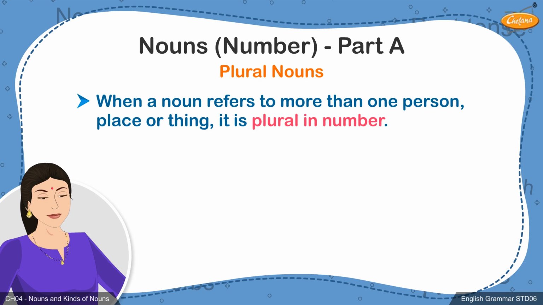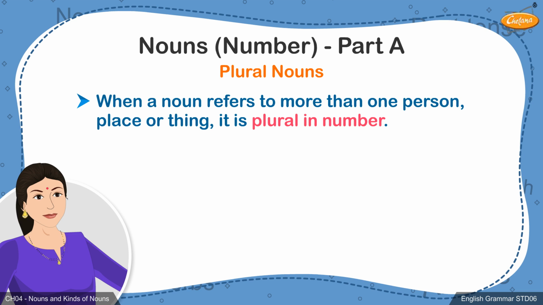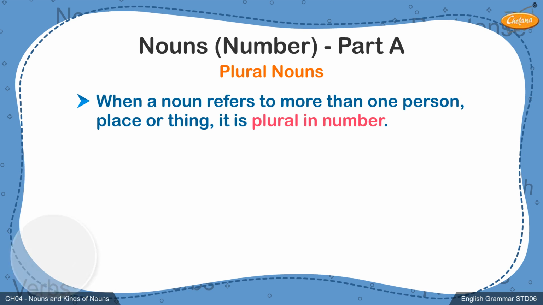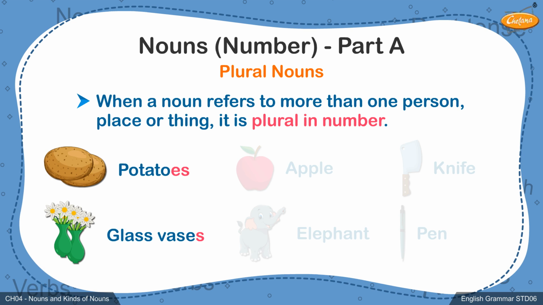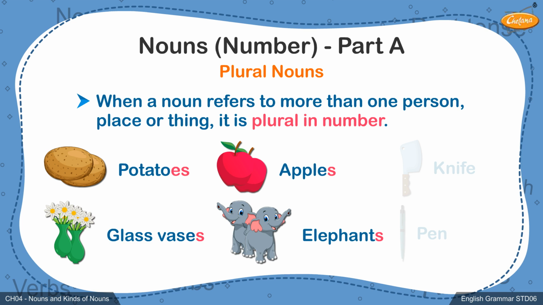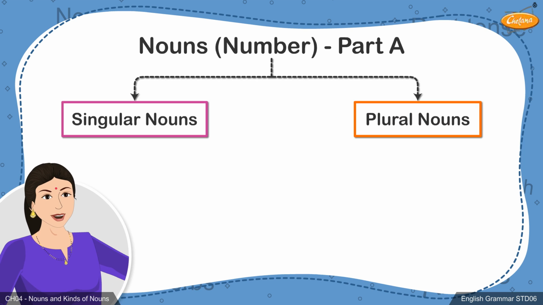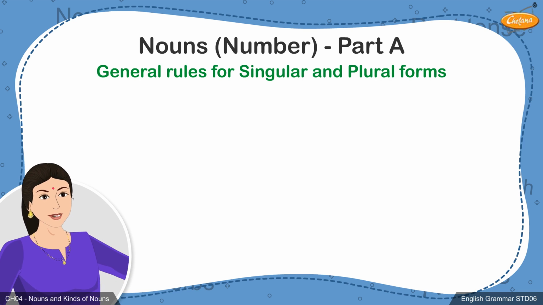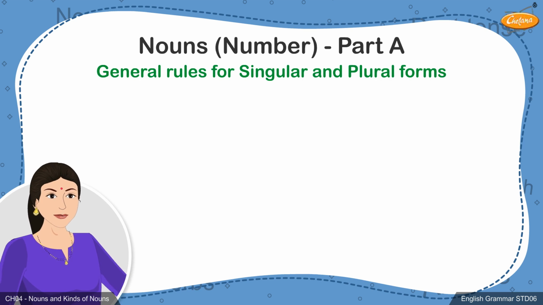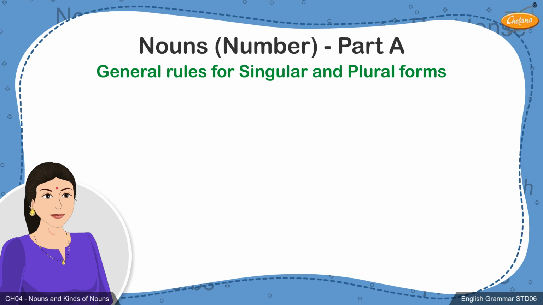When a noun refers to more than one person, place or thing, it is plural in number. The plural of these nouns would be potato, potatoes; glass vase, glass vases; apple, apples; elephant, elephants; knife, knives; pen, pens. Now that you have understood the concept of singular and plural nouns, let's have a look at the general rules to be followed while writing nouns in singular and plural forms.